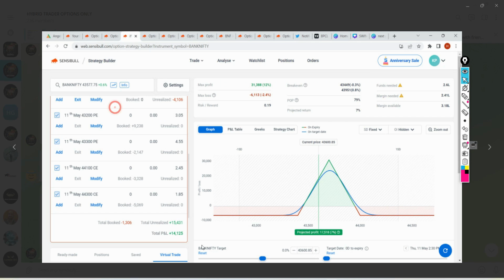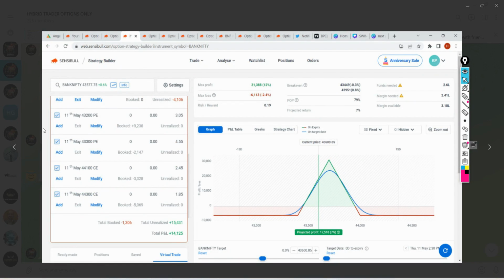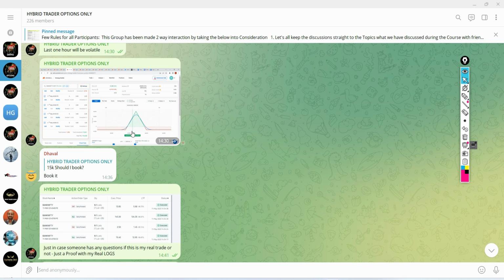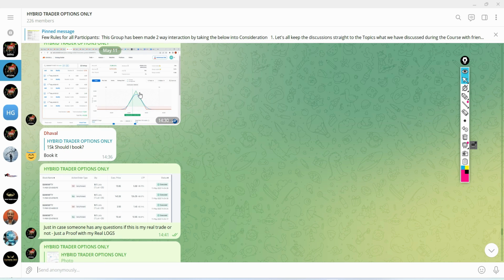So this is what, guys. We have booked 14,125. At what time? I'm not sure whether this will show. See, at 2:20, almost at 2:30, I've just exited this trade. And the other thing I've done, guys, taking this trade as a reference, this was today's expiry.